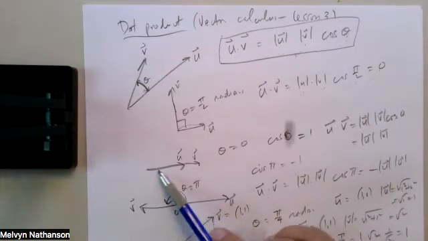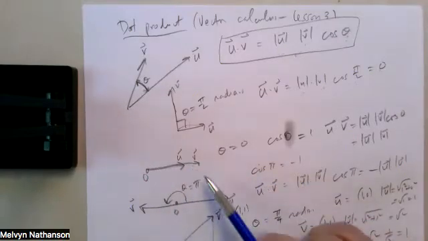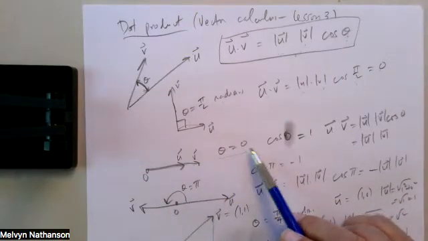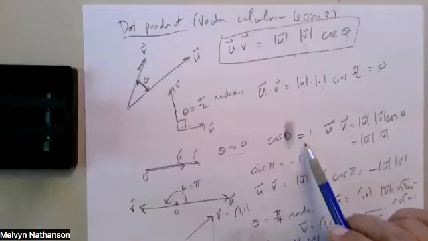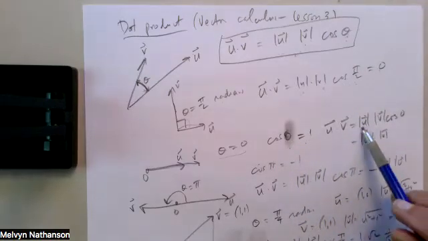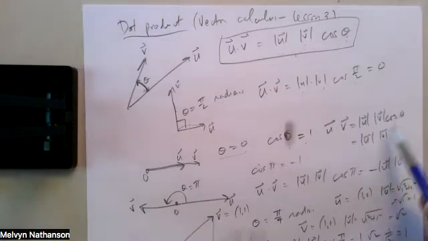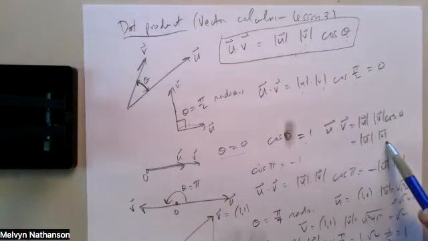If you have two vectors pointing in the same direction, say u and v, the angle between them is 0, and the cosine of 0 is 1. So when you take the dot product, you get the product of the lengths times the cosine of 0, which is just 1, so it's just the product of the lengths.